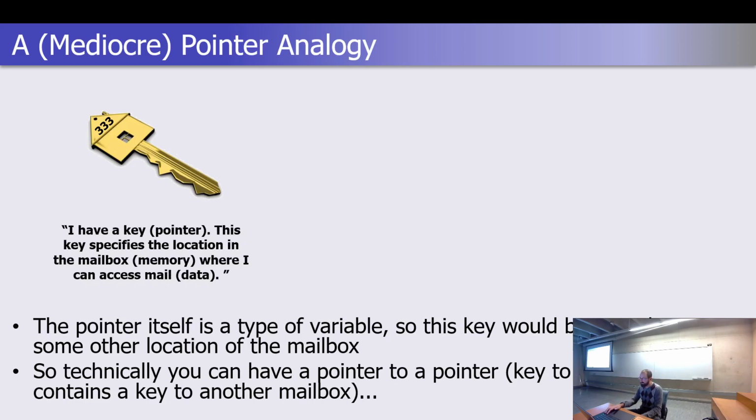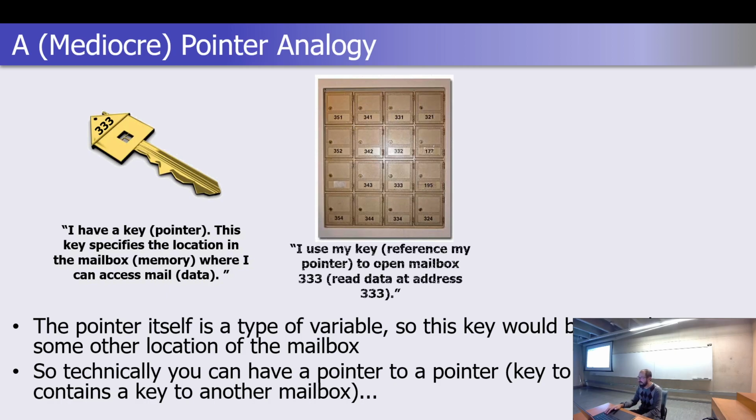The pointer is our key. Remember our mailbox analogy from the first week of the semester? The key is our pointer. It specifies the location in our mailbox in memory where I can access mail, or access my data. Here, the key itself is the pointer, and it has a value of 333. That's the location in the mailbox. It's the location in memory where I can access data.